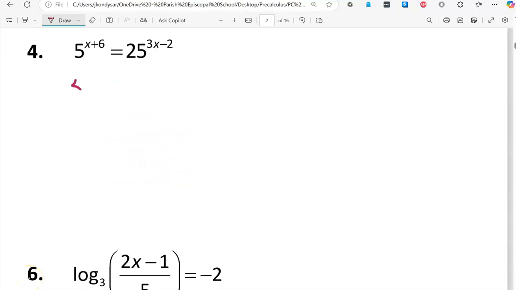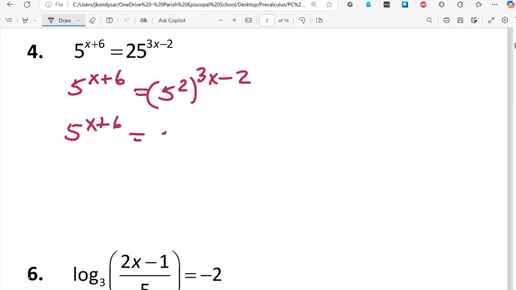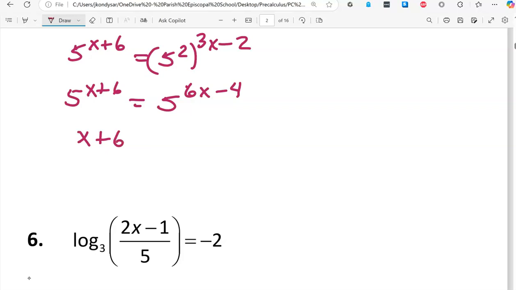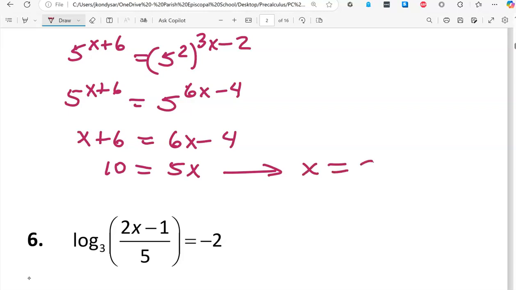In 4, we can re-express both sides as powers of the same base. 25 is 5 squared, and we're going to raise that to the 3x minus 2 power. And when we raise a power to a power, we multiply the exponents, so 2 times 3x minus 2 is 6x minus 4. Now we can just equate the exponents since the bases are the same, and subtracting x and adding 4 to both sides, that's going to give us an x value of 2. Since it's an exponential equation, we don't need to worry about domain.